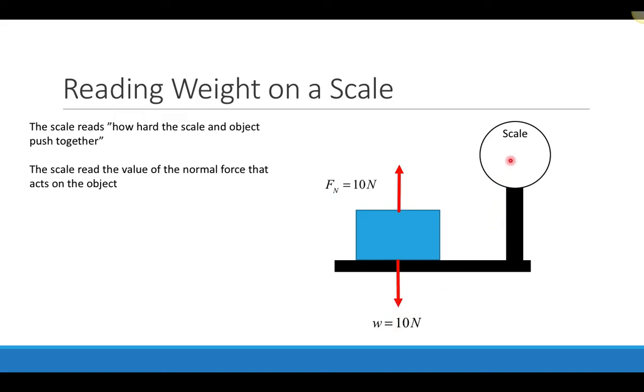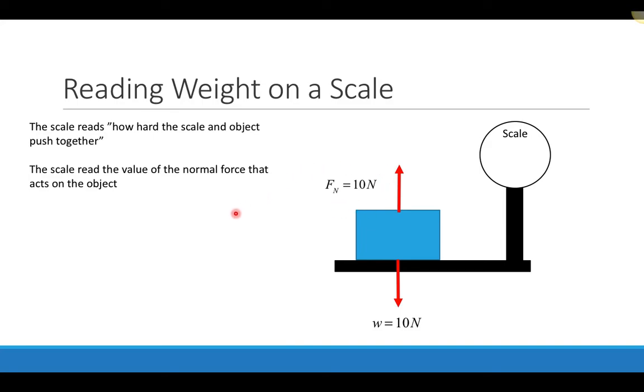Now the scale is actually going to read whatever that contact force is, of how hard the block is pushing on the scale, and in turn how hard the scale is pushing back and holding up the block. So in this example, the scale always reads whatever that contact force is, or that normal force.